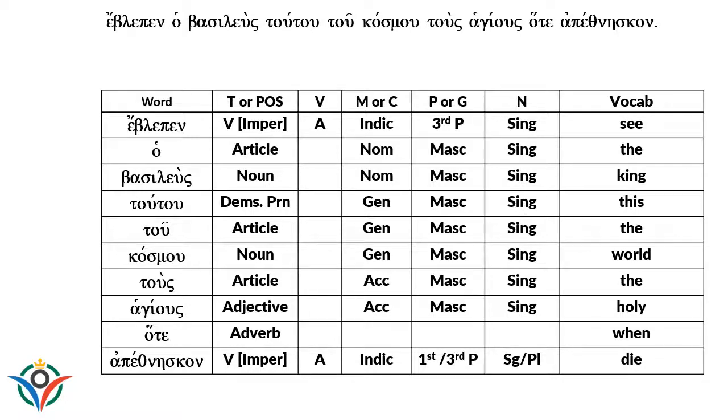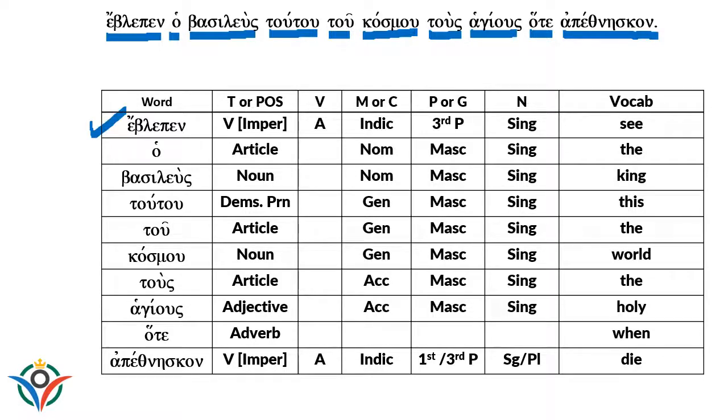The Greek text says, eblepen ha basalus tutu tu kosmu tus hagius hate apathaneskon. So our first word, eblepen, is a verb. It's an imperfect tense form, active voice, indicative mood, third person singular, and the vocab, it means see. The next word, ha, is an article. It's a nominative masculine singular, which we simply could translate as the. Then we have basalus, which is a noun, nominative masculine singular, and it means king.